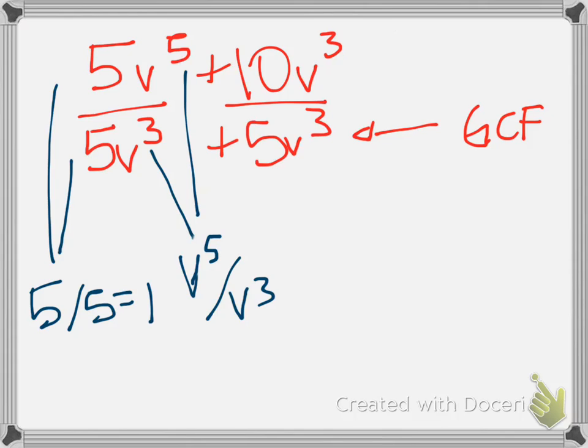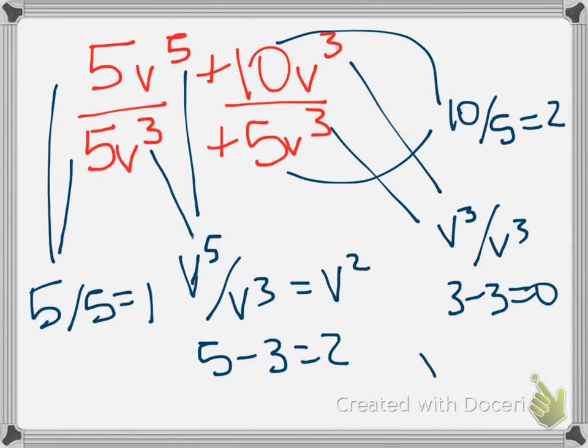We subtract the exponents, 5 minus 3, and we divide 5 by 5, so that would equal 1. So the final answer would be 5 minus 3. 5 minus 3 equals 2, so it would be v to the 2nd power.